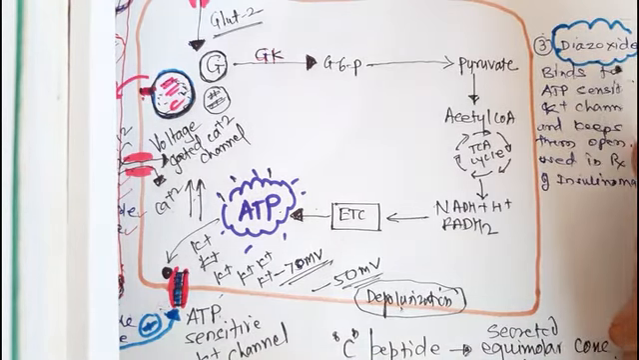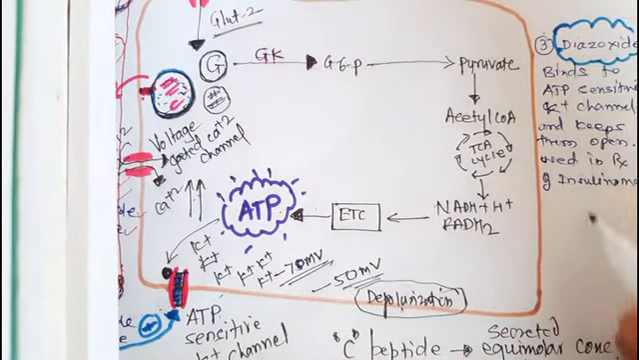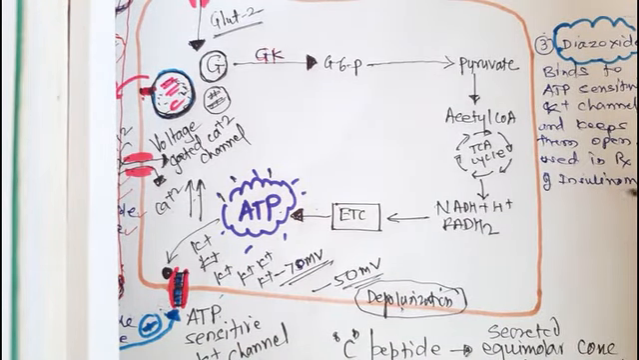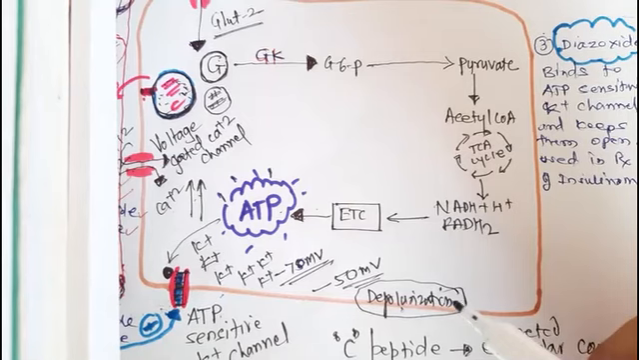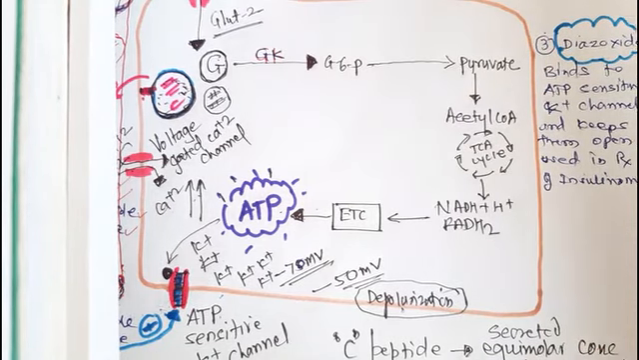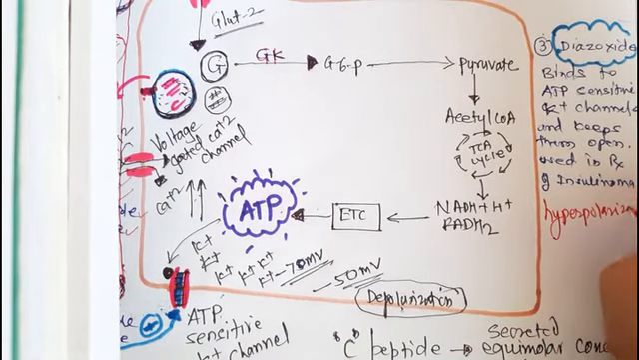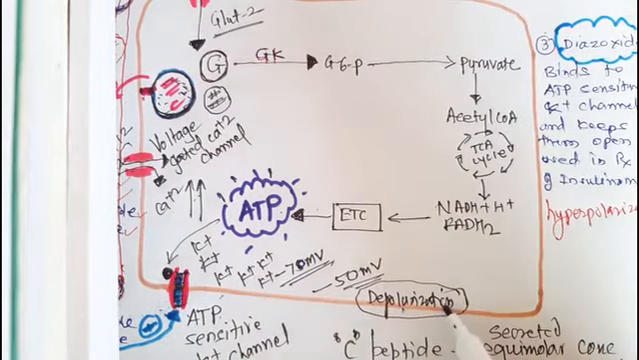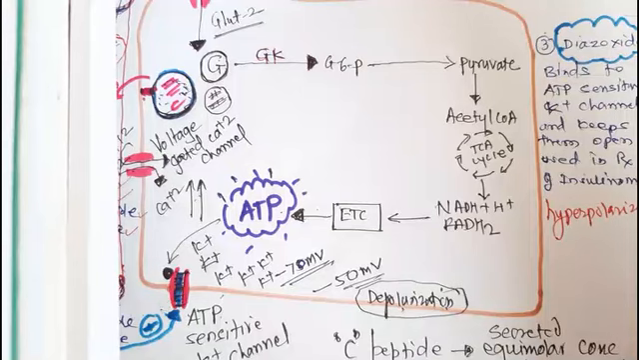Now the next drug is diazoxide. This diazoxide binds with the ATP sensitive potassium channel. This also binds with the ATP sensitive potassium channels, but the action of this drug is such that it keeps the channel permanently open, so the cell remains hyperpolarized, and because of that there is no secretion of insulin.